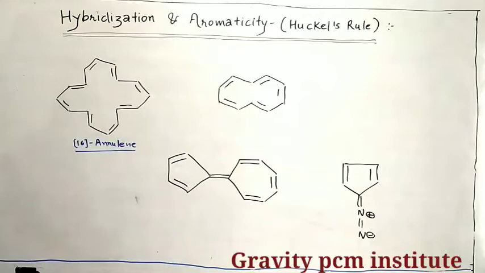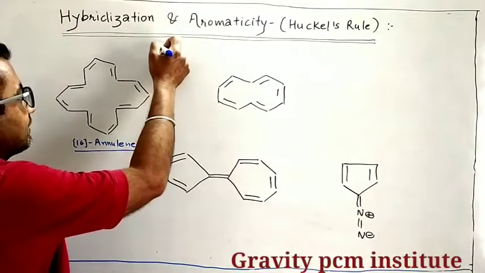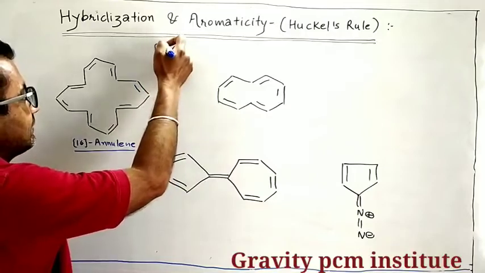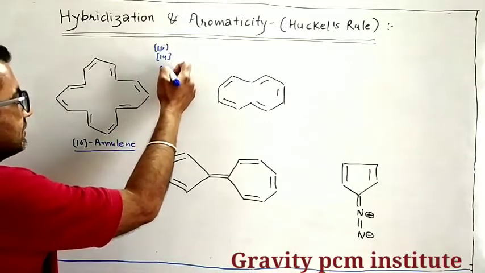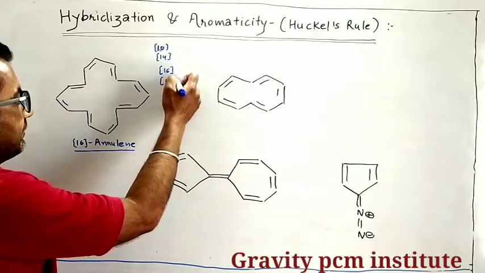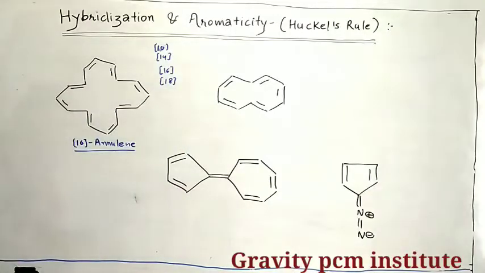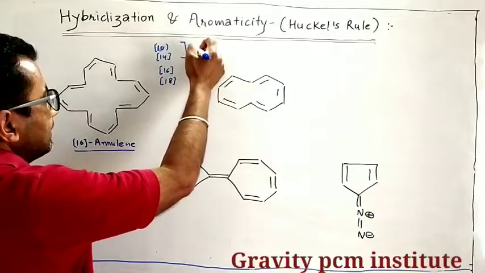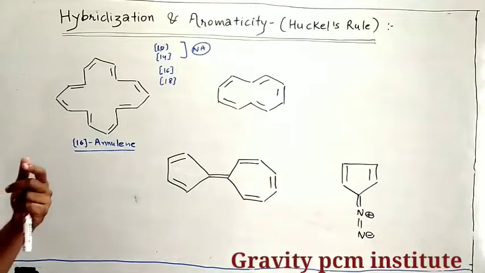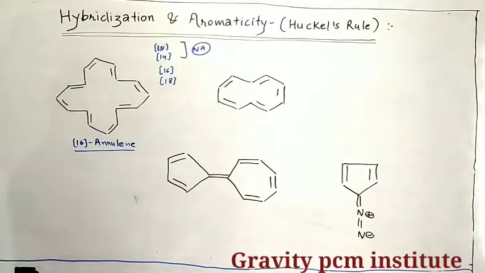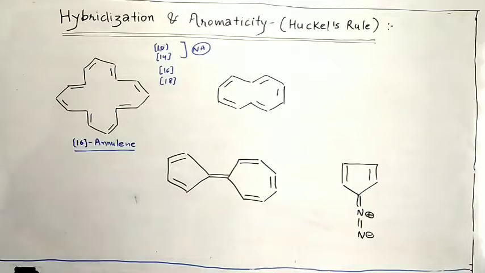If we take 10 annulene, 14 annulene, then we have 16 and 18 annulene. Out of these, 10 and 14 are non-aromatic. So annulenes are just to check the validity of Huckel's rule, where it works and where it is not working. So we have various types of annulenes. हमारे पास काफी annulenes हैं जिसमें हम Huckel's rule apply करेंगे.